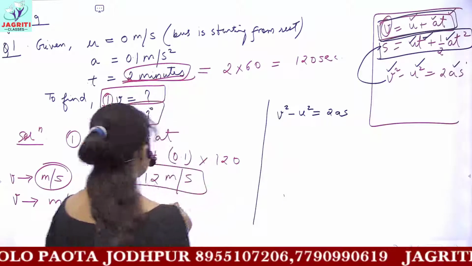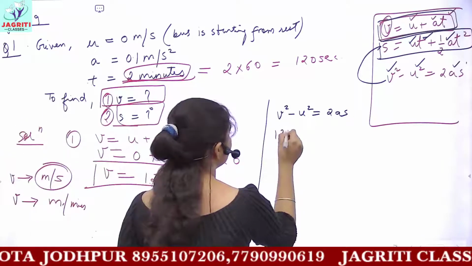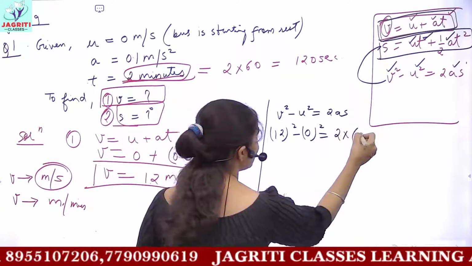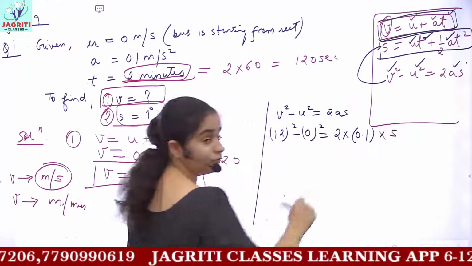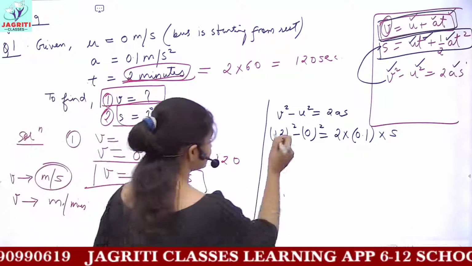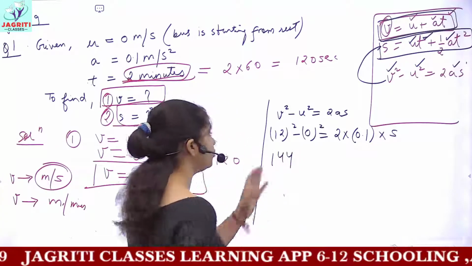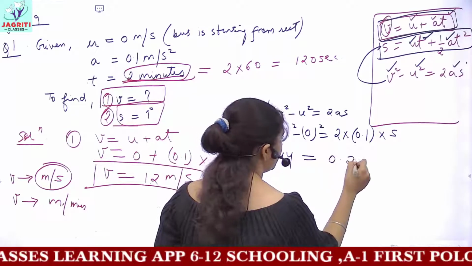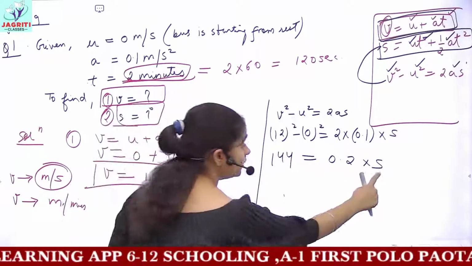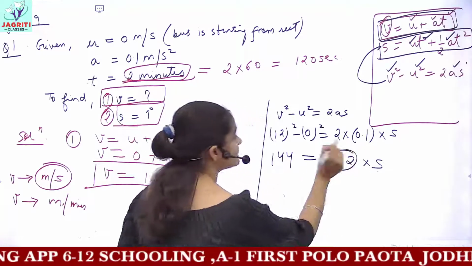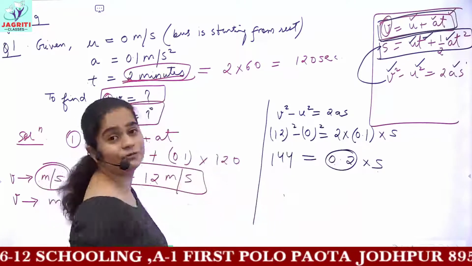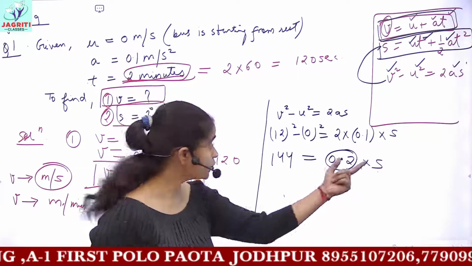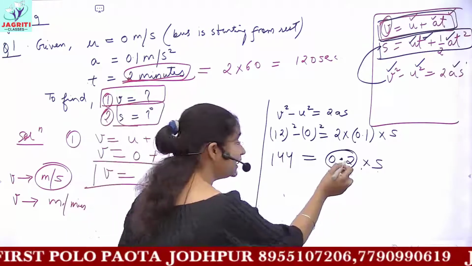So now we have v = 12 meter per second. So it would give you 12² − 0², which equals 2 into a, 0.1, multiplied by the variable s, that is distance. Now you know 12 squared is 144, and 144 minus 0 is 144. 2 into 0.1 becomes 0.2 into s. Now for solving for s, you will shift this 0.2 to the left-hand side of the equation. Because 0.2 is multiplying, when you shift it to the other side, it gets divided.